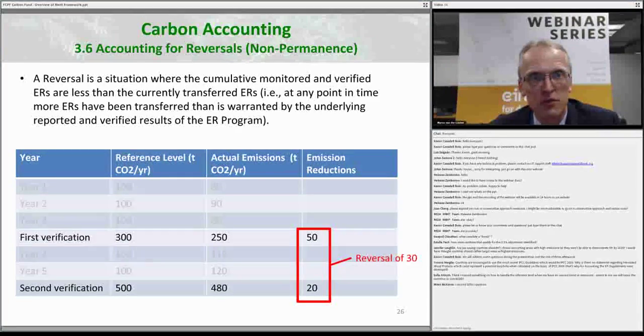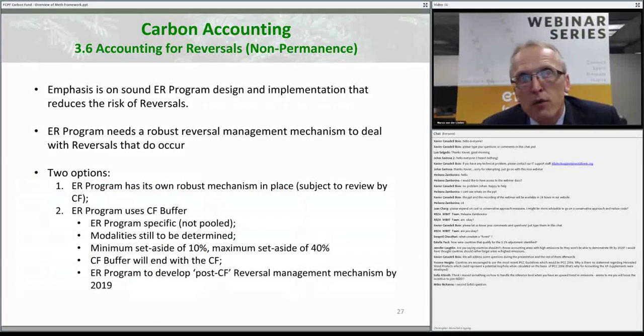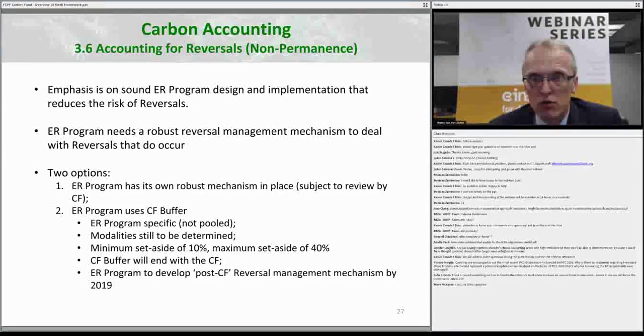What the methodological framework says is, first of all, in the same way as we were talking about displacement and leakage, the emphasis is on sound program design and implementation. So there's ways where you can reduce the risk of reversals. Better fire management, designing activities that will create long-term sustainable emission reductions because the activities make sense for the people who are doing them, not just because of the carbon, but also because they make financial sense, they improve the agriculture, things like that.